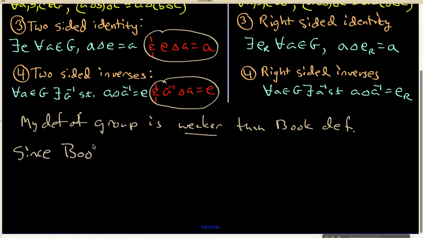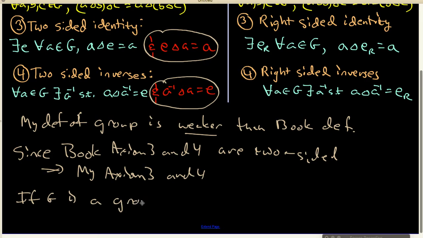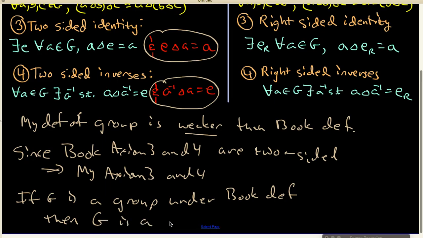Since the book's axioms 3 and 4 are two-sided, they will directly imply my version of axiom 3 and axiom 4. So if G is a group under the book's definition, then G is a group.